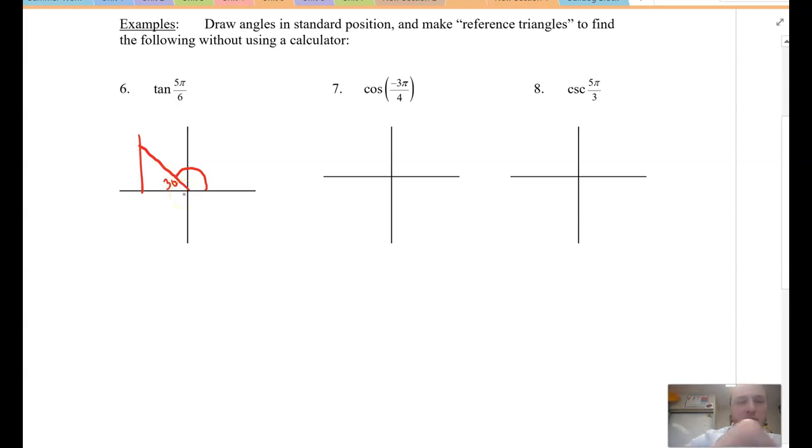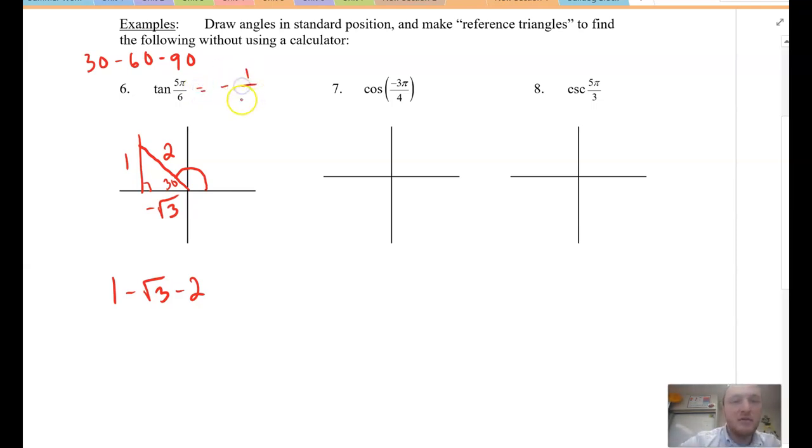Remember with our special triangles, 30, 60, 90, this is going to be a 1, root 3, 2 triangle. So the side across is 1. The largest side from my right angle is 2, and then this side is negative root 3, because it's going to the left. That's in quadrant 2, so your x values there are negative. We want tangent. I know that tangent is opposite over adjacent, so that is negative 1 over root 3. Easy enough.